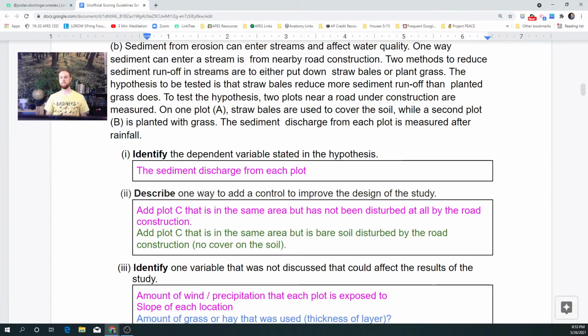So let's take a look at this experimental design. We have sediment from erosion entering streams, and that can affect water quality. One way sediment can enter a stream is from nearby road construction. Two methods to reduce sediment runoff in streams are to put down straw bales or plant grass. So notice already we know our two groups, straw bales and plant grass. You have to read these questions and think in your head already, what are my groups? What are my variables? What am I measuring? What is constant? Read it with the prompt in mind. Maybe even look at the prompt and know I need dependent, I need control, I need a variable not discussed, and then read it knowing what you need.